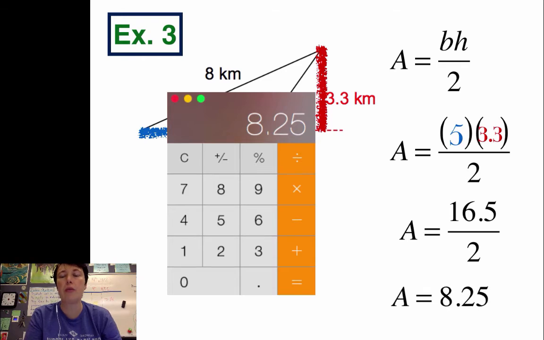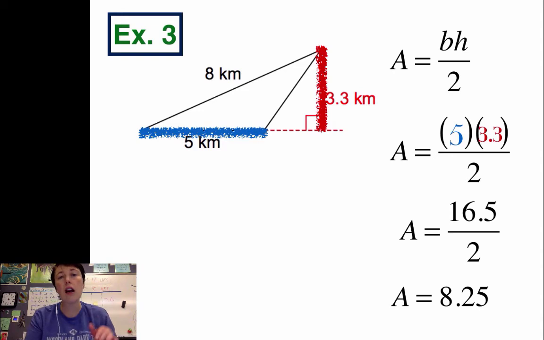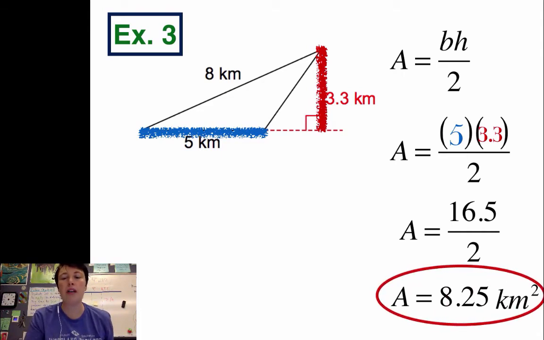So area equals 8.25. And the measurement for this triangle is all in kilometers. So we say kilometers squared. Little squares. Remember, every time, square those units. So 8.25 kilometers squared. Circle your answer. And we've got nice solid work here.